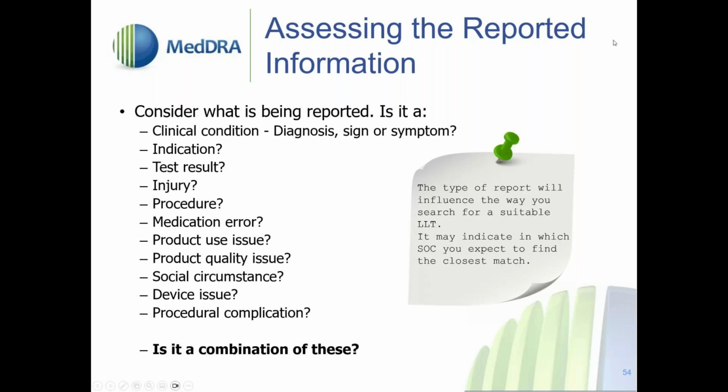How much information is a reporter giving you? Are there LLTs that capture most of the information in a single LLT? Do I need to select more than one LLT? And in the examples coming, we do share examples where you need to select more than one LLT.